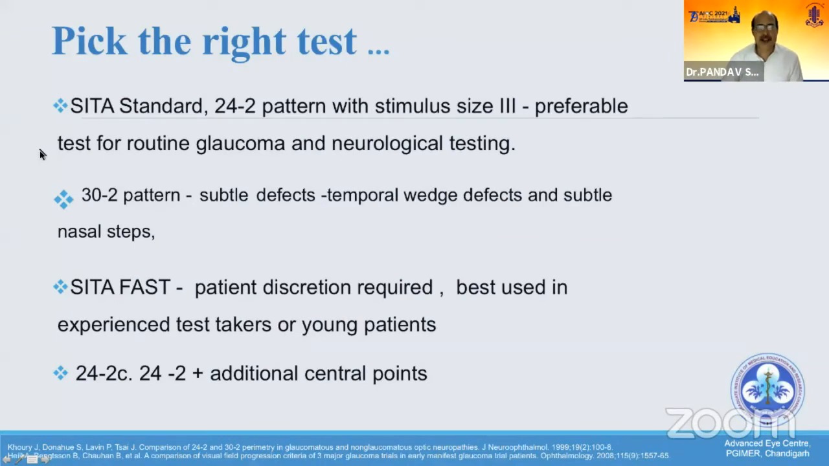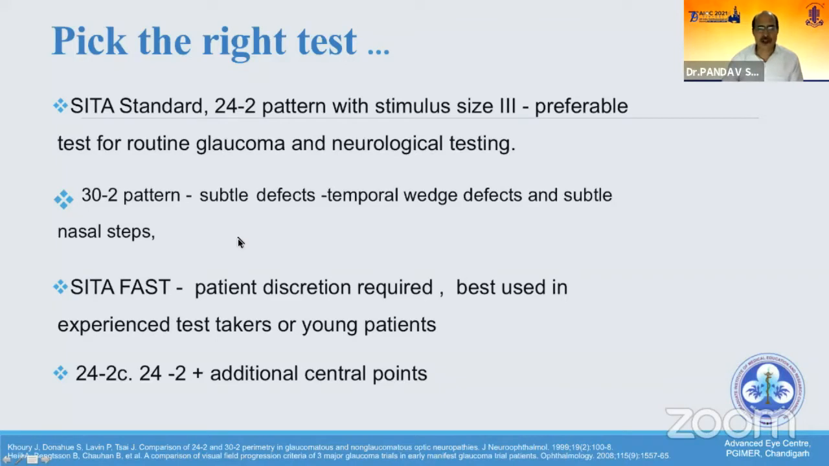Secondly, pick the right test. It's very important to understand what test you want to do. Most of the time, from the glaucoma point of view, we do the standard 24-2 pattern, but you could change it depending on the requirement. If you want to see more subtle defects on the temporal wedge or on the nasal steps, then you might order a 30-2 test. That's if clinically you feel there should be some visual field defects. If a 24-2 is turning out normal or ambiguous, then you could do a 30-2 also.